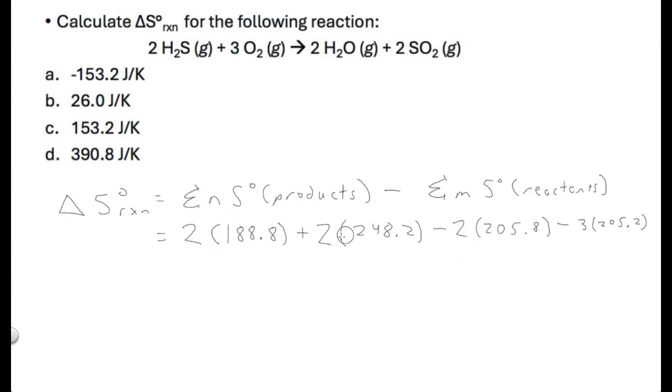Just add each term for the products and subtract each term for the reactants, because that's what you would end up with anyway. If you put in the brackets like this, well then the next step would just be to distribute the negative sign over the two terms, and you would end up subtracting each term anyway. You don't have to do it this way, but I think this will give us less clutter. Okay, so let's continue. And that would give us negative 153.2 joules over Kelvin, which is choice A.